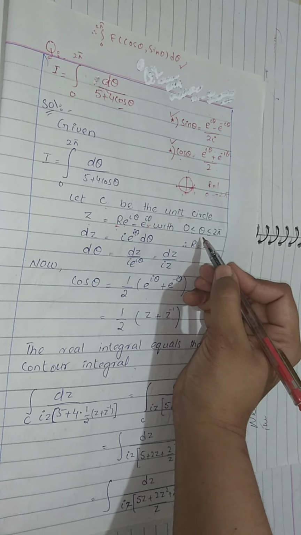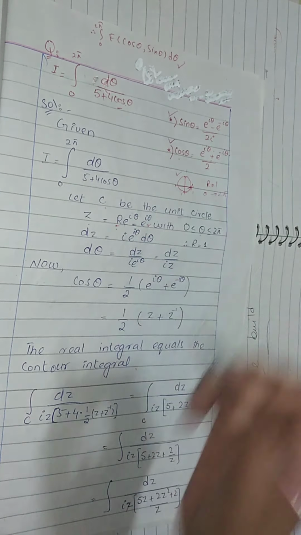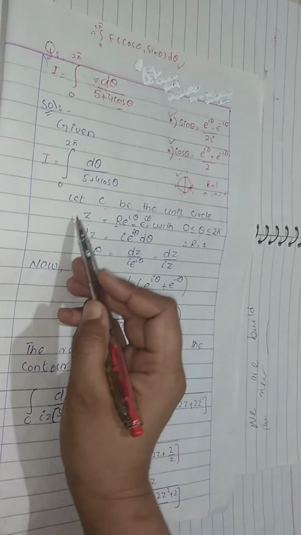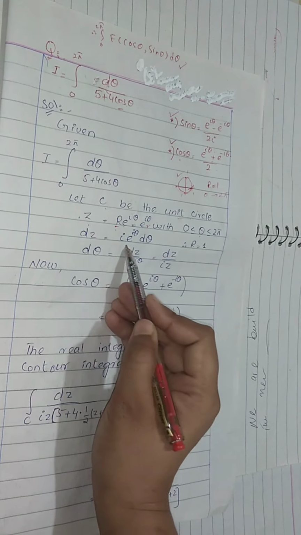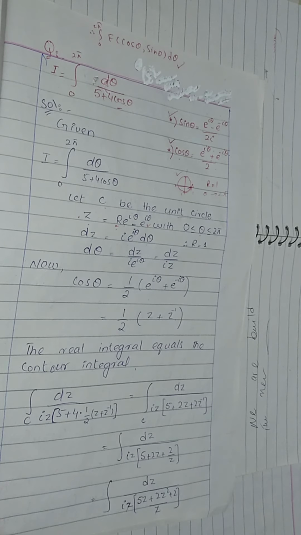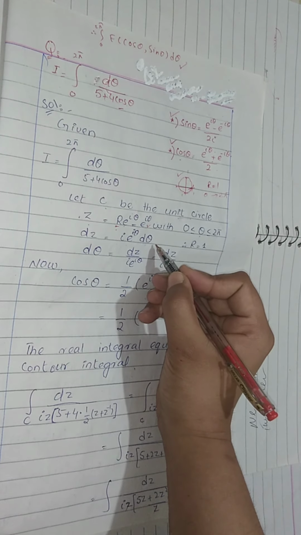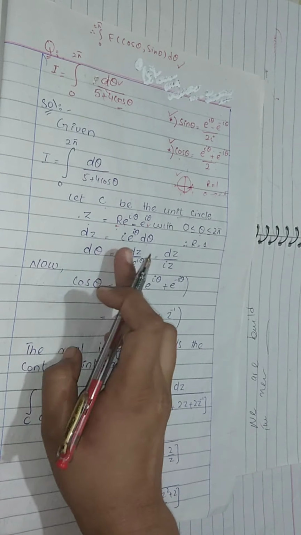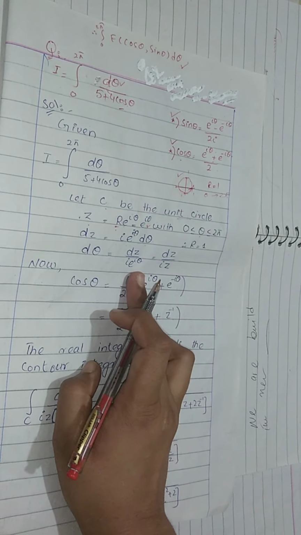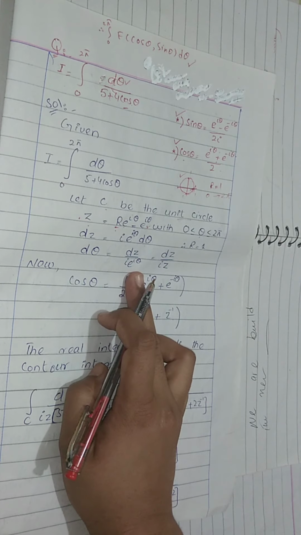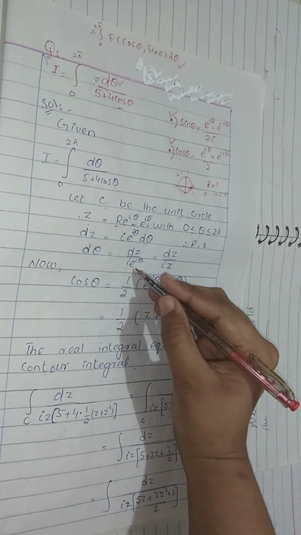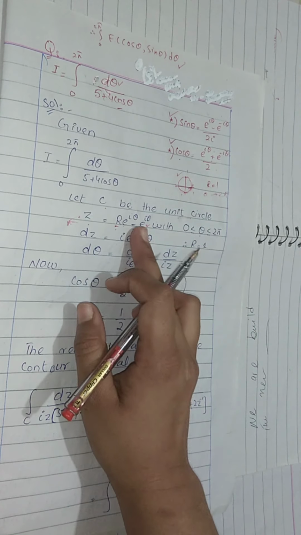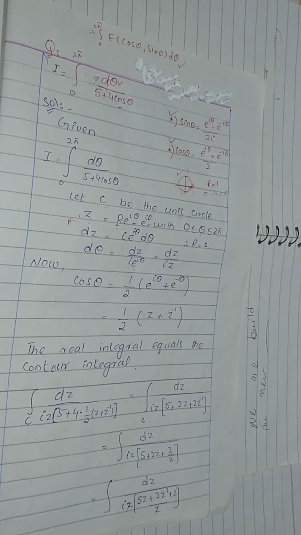Due to the circle, our angle lies from 0 to 2 pi. When we differentiate, dz is equal to iota e to the iota theta d theta. We find d theta, which is dz divided by iota e to the iota theta. So d theta is dz by iota z, since e to the iota theta is equal to z. So we replace e to the iota theta by z.